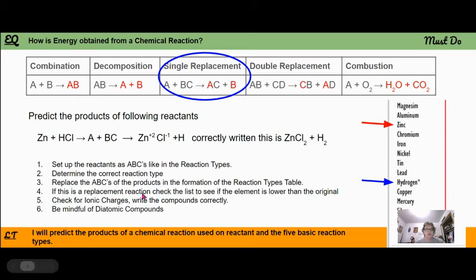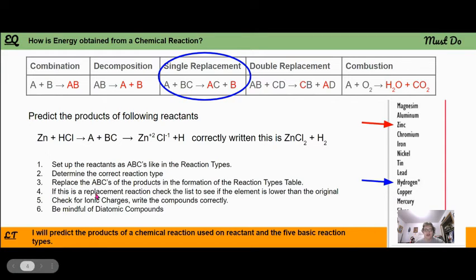And then if this is a replacement reaction, I just have to check to make sure that the one that's replacing is higher than the one that already existed. So in mine, I have zinc and hydrogen trying to trade places. So if I look, I say, okay, I'm starting with hydrogen. Anything above hydrogen can replace it. So zinc would work. If we said that this was copper, then that wouldn't work, okay? Because hydrogen is higher up than copper, okay?